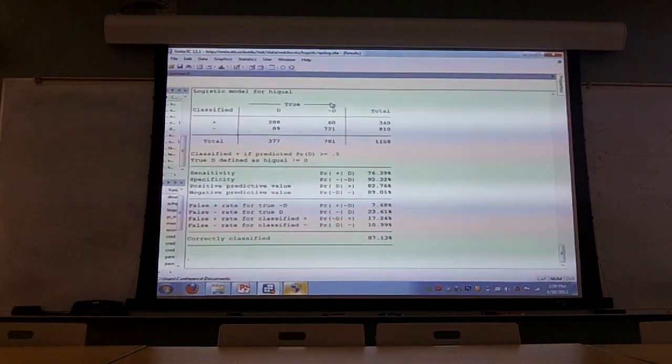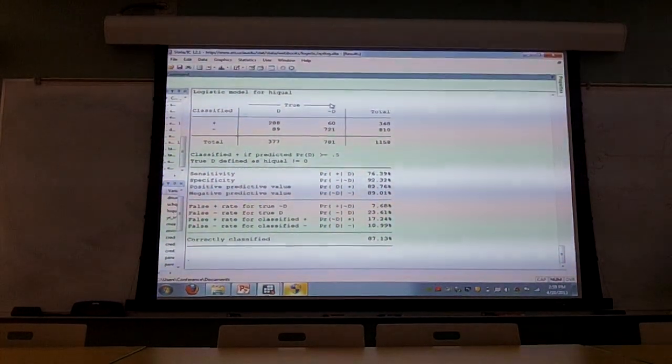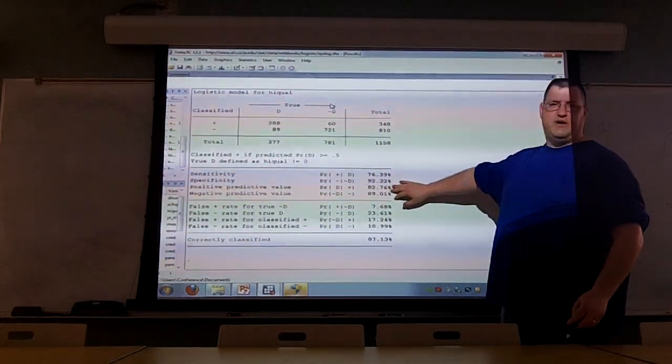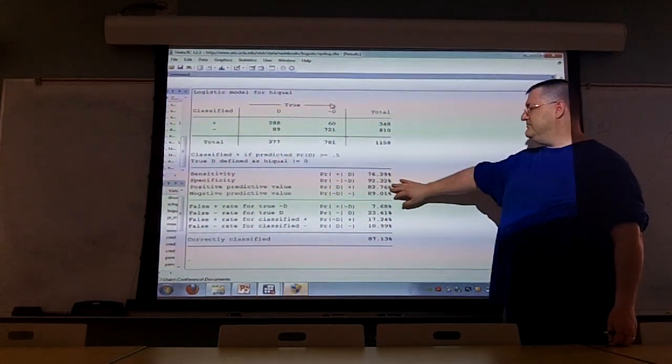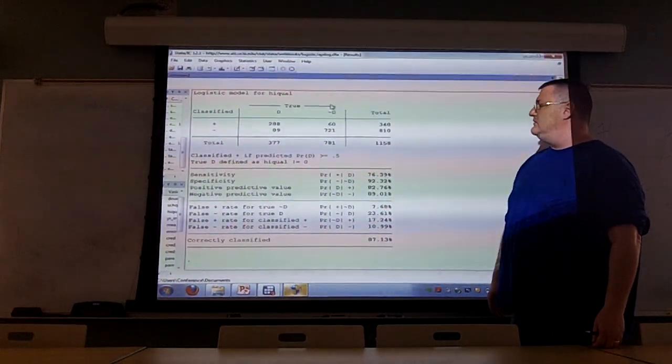So by using that estat classification that I showed you before, we can get the sensitivity and specificity and the positive and negative predictive values here. Right? Make sense?